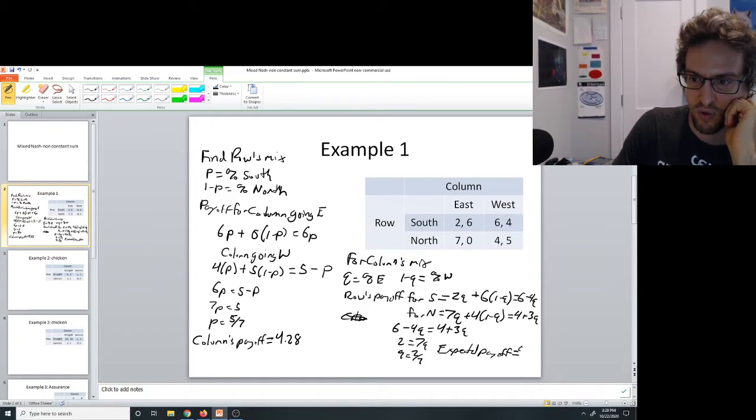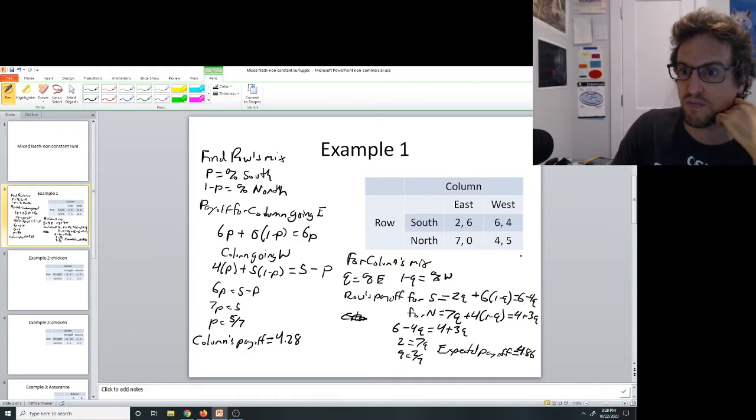And their expected payoff is 4.86. So their expected payoff is actually better, even though they're the one with the 0. The expected payoff for column is better because column is very likely to stay in these 3 spots, and those are the 3 best for column, and we're never going to hit the 7. 7-0 is going to be pretty rare.